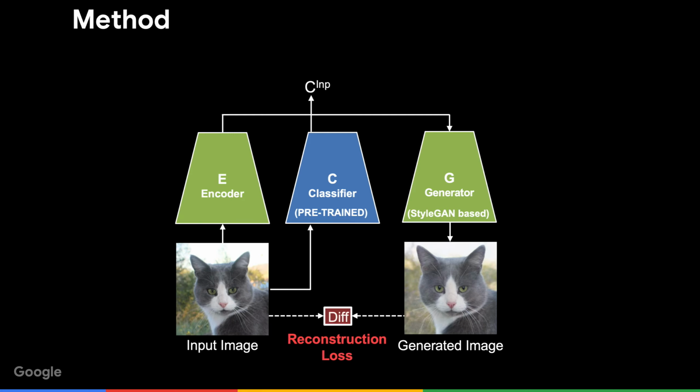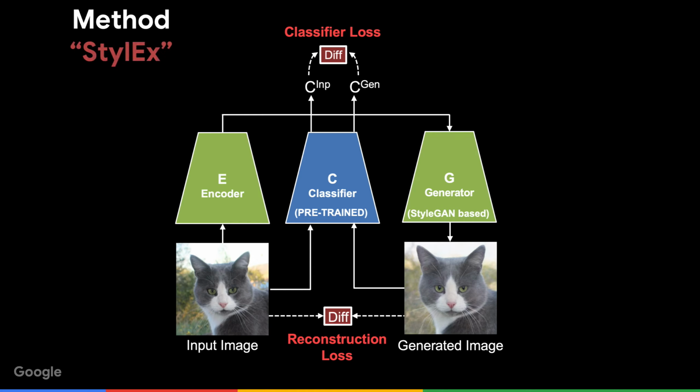This allows to explain the classifier's decision on any given input image, but visual similarity is not enough. The GAN should also preserve the classification probability of the image. To ensure this, we add a classification loss to the StyleGAN training. This guarantees that subtle visual details important for the classifier, such as medical pathologies, will be included in the generated image. We call our end-to-end system StyleX.